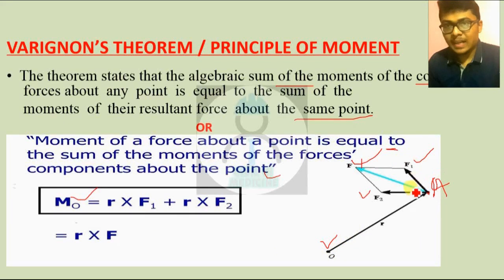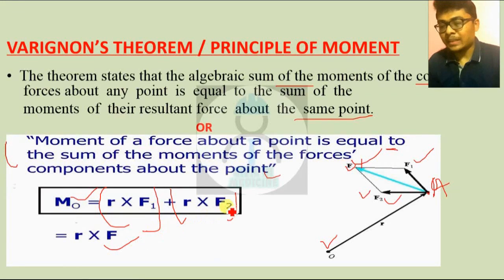Therefore, for F1 the distance is R. So R into F1 is the first moment, plus here a second force F2 is also acting. Therefore, plus R into F2. Okay, this will be equal to, as per Varignon's theorem, the resultant force is F and the distance is R. Therefore, R into F.